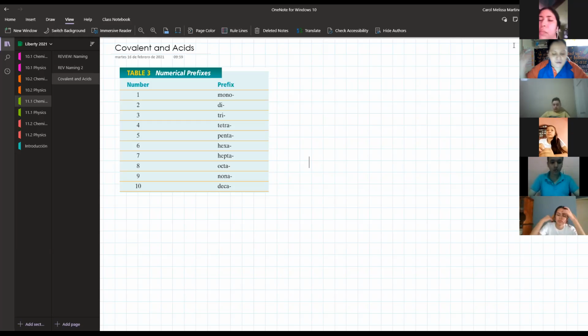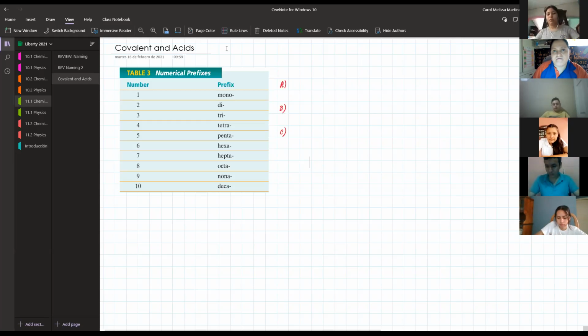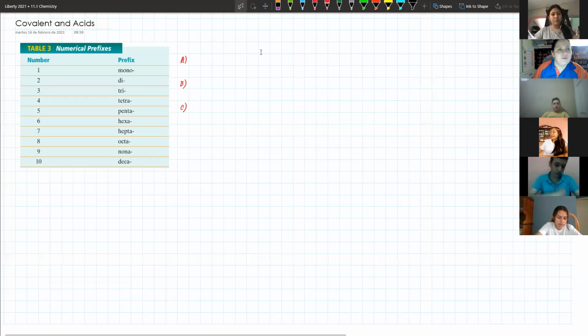I'm going to write 3 examples, A, B, and C. And the first thing that we're going to do is actually seeing if it is covalent or ionic. I'm going to show you 3 examples, and we're going to see if it is covalent or ionic.